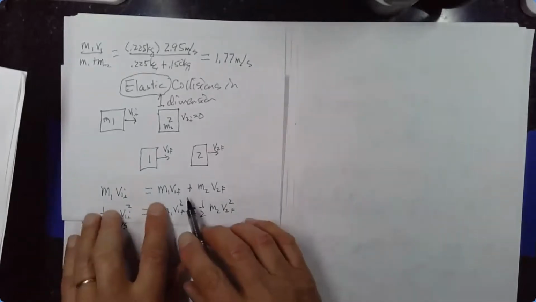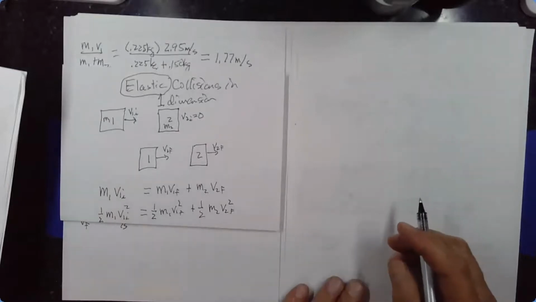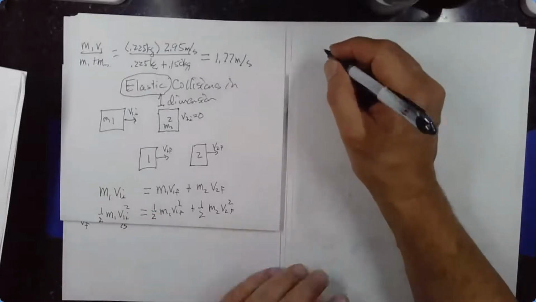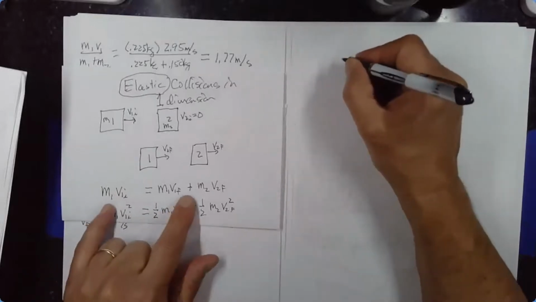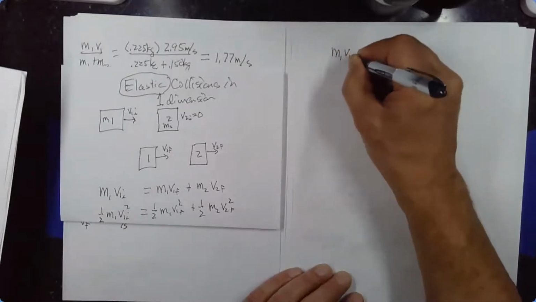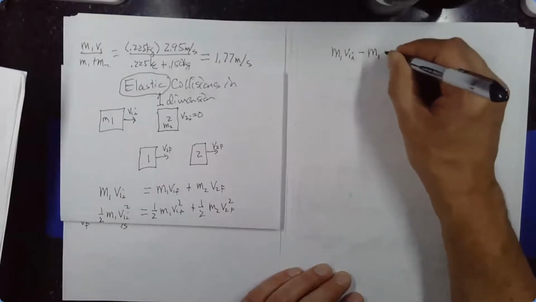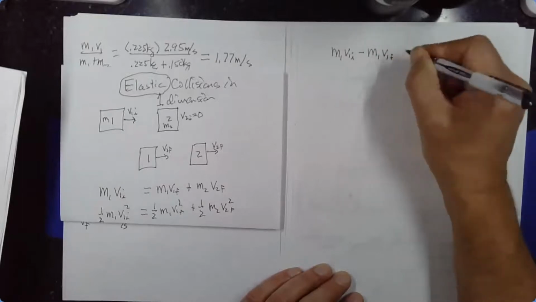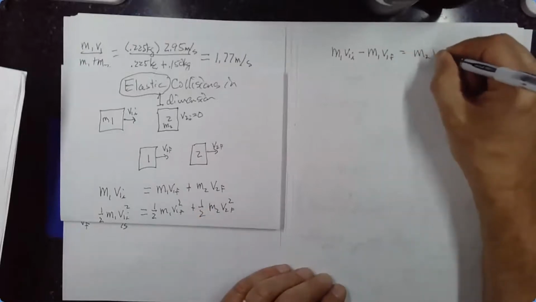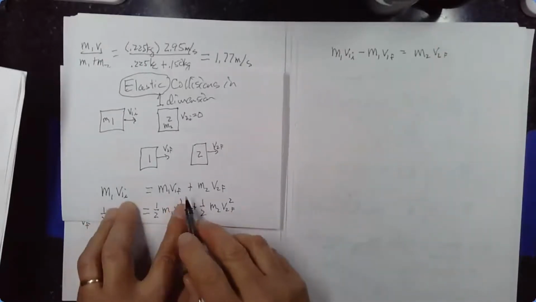Well, the first thing I'm going to do is with each one of the equations, I'm going to get the M1 terms on one side of the equation. And so with the momentum equation, I'll have M1 V1 initial minus M1 V1 final is going to equal M2 V2 final. So I just took this equation and brought that over.